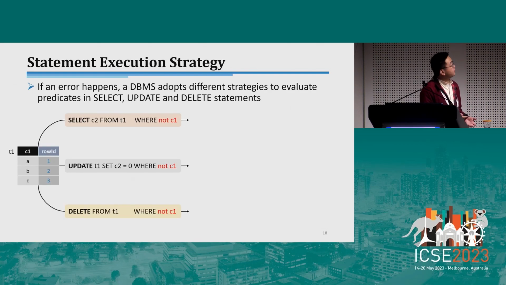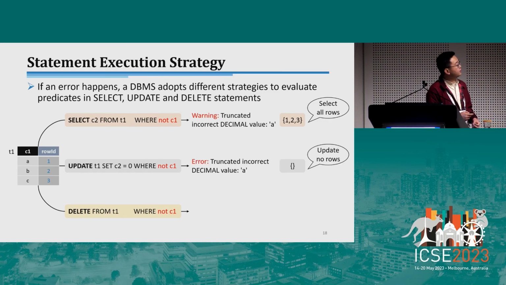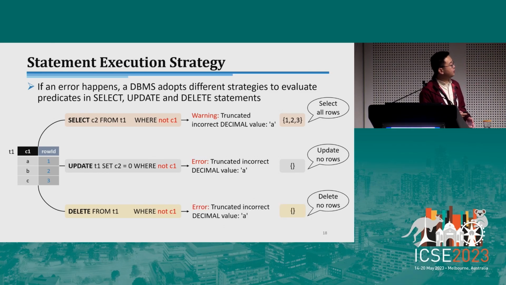When these statements raise errors, we compare the error messages. Since a DBMS usually adopts a different strategy to evaluate predicates in select, update, and delete statements, we do not compare their accessed rows. For example, in this case, MariaDB evaluates the predicate in the select statement and writes a warning. It continues to execute and finally returns all rows. For update, it writes an error, stops the update operation, and rolls back. As a result, no row is updated. Similarly, in delete, it also writes an error, and as a result, no row is deleted.